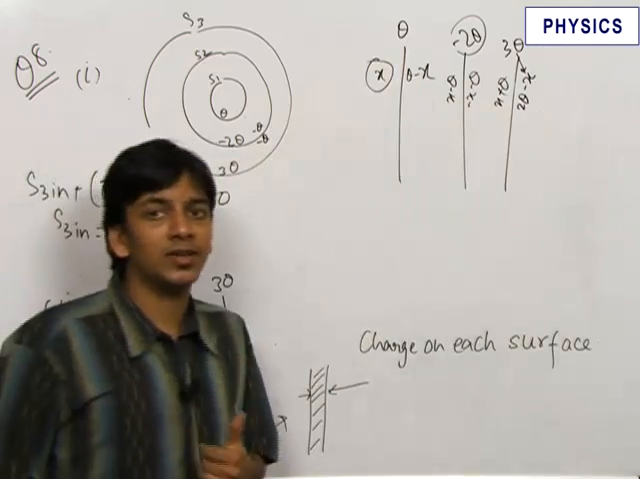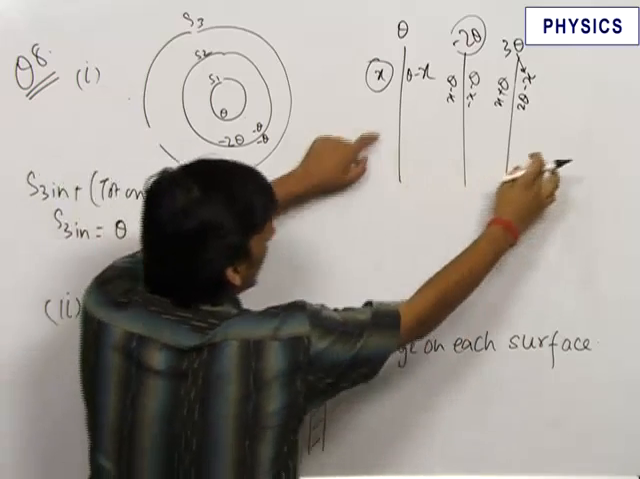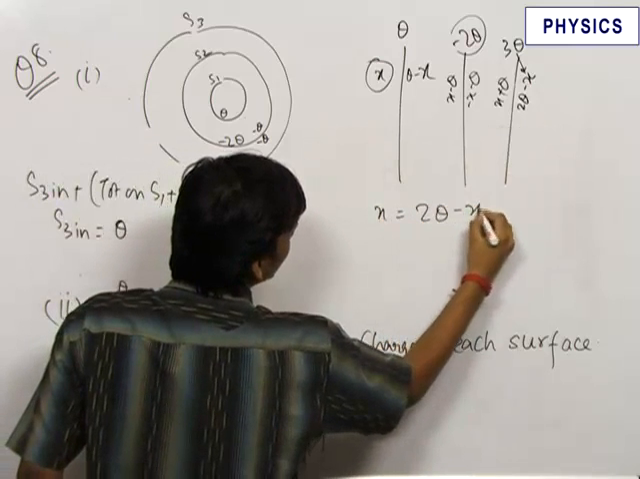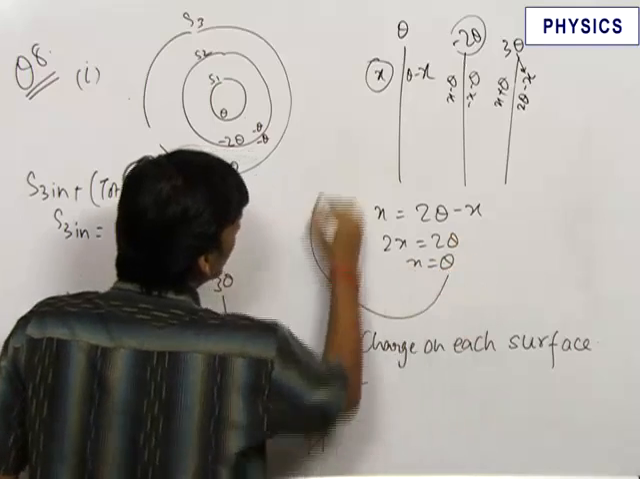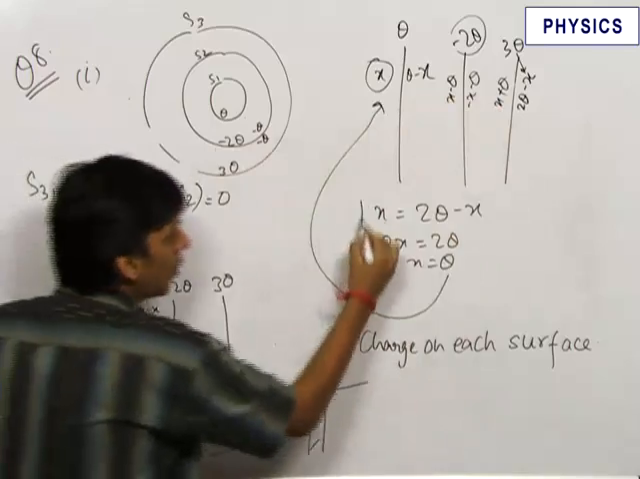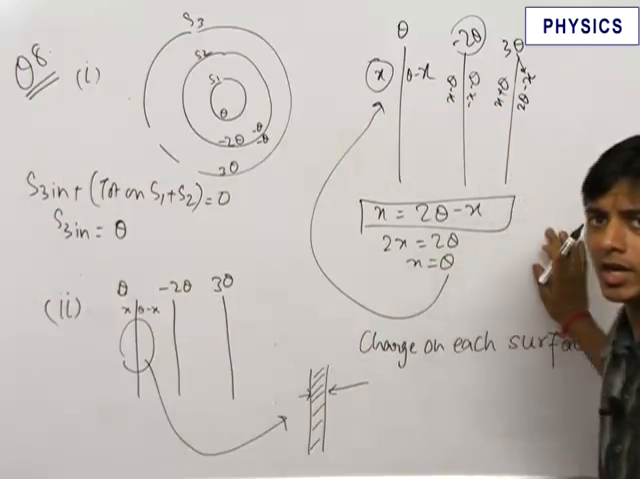So we need one equation. I'll tell you a trick here. The charges on the last two surfaces will always be equal. Therefore, x is equal to 2q minus x, 2x is equal to 2q, and x is equal to q. By putting x equal to q in here, we'll get the charges on each of the surfaces. The important logic we used here was that the charges on the last two surfaces will always be equal.